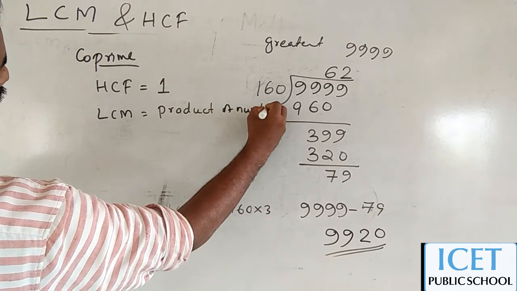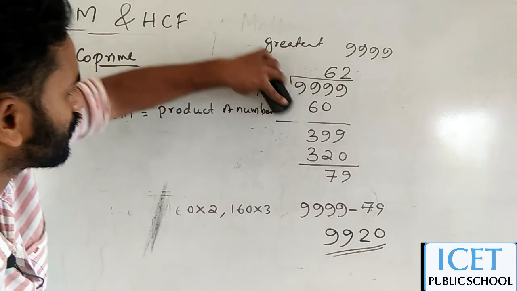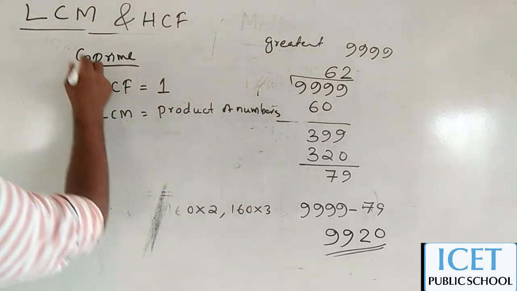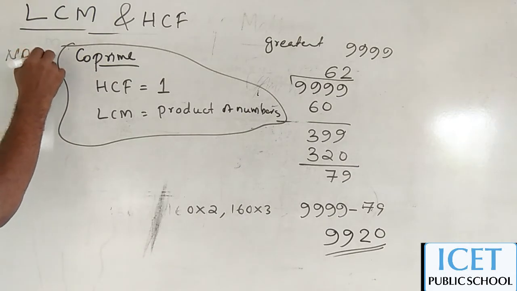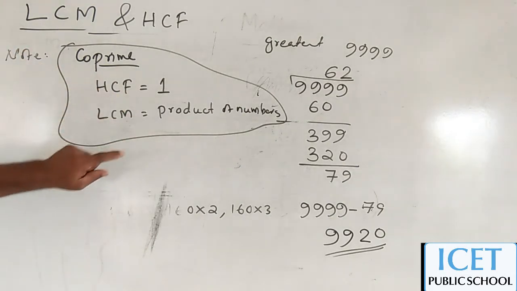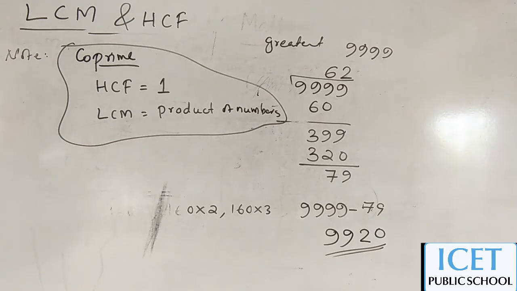It is only in the case of co-prime numbers. You have to just note it. Okay, you can note it. Right. In case of co-prime numbers, HCF is equal to 1. LCM is equal to the product of the numbers.